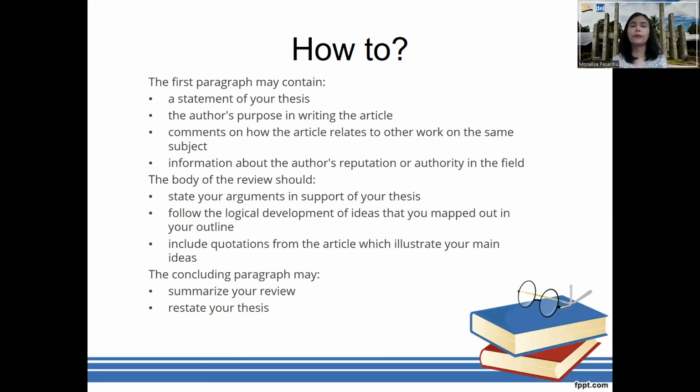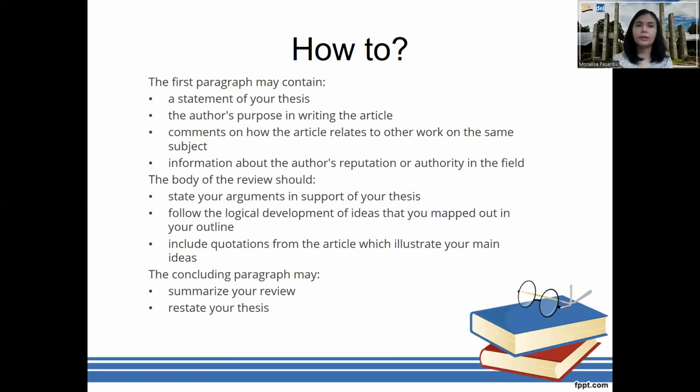So in the first paragraph, you mention whether the article is good or not good, informative or not informative. Then in the second paragraph, you elaborate more on why you say it's good or why you say it's bad. And if it is possible, you also need to include the quotation. This is the time when you prove that it's actually in the text. So you put the information based on the evidence, and then in the last paragraph, you can summarize your review, and then you also come back to restating your thesis.